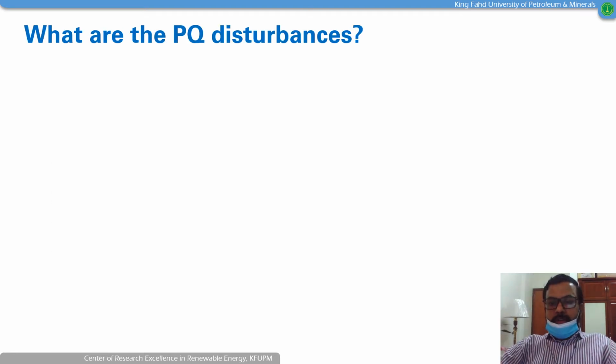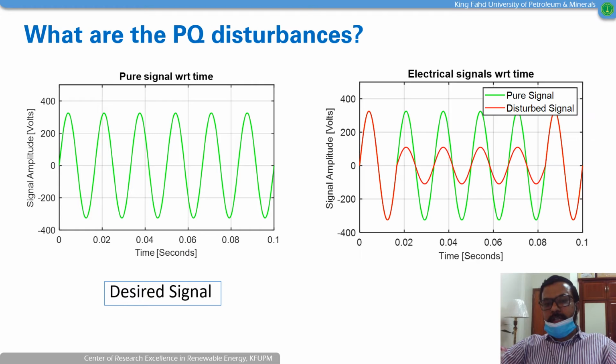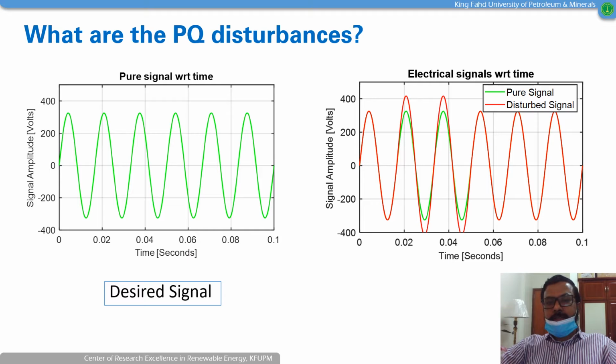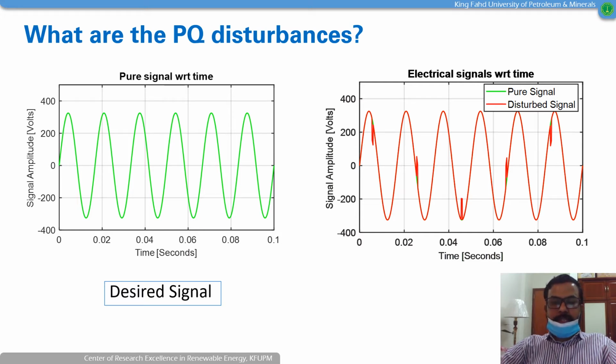So what are power quality disturbances? One of the most commonly used buzzwords in the power system industry. You can find the definition in IEEE standards, different electrical textbooks, and so on. As you can see on the left side, this is a purely sinusoidal signal, which is expected for all kinds of AC electrical appliances. But in reality, this signal is a little bit lower than expected for a specific period of time, or it can be a little bit higher, or it can be totally off, or it can be like this one or this one. All of these variations of the signal from the expected signal are known as power quality disturbances.